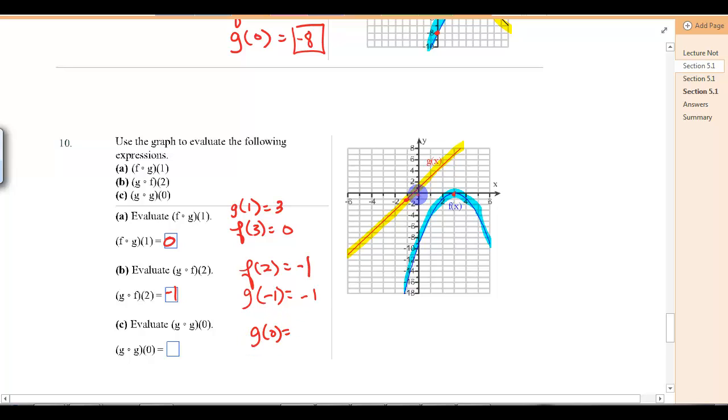All right, g of 0. Go to 0 on the x-axis, go up till you hit the g line, you're at 1. And then find g of 1. Go to 1 on the x-axis, go up till you hit the g, you are at 3. So 3 goes there. So the second one in each of these is your solution.